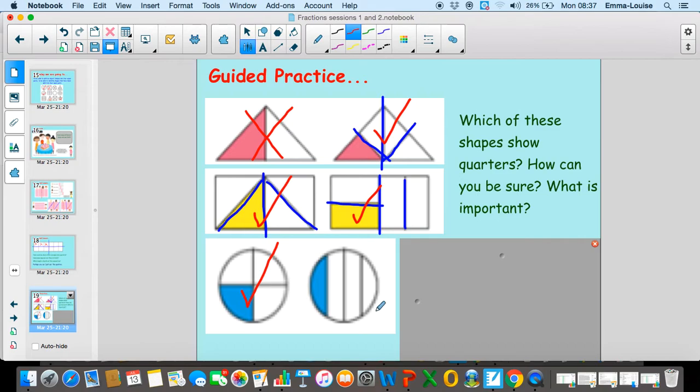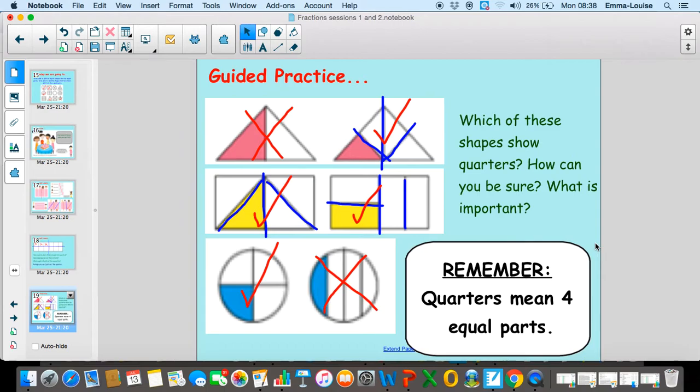Do I have a quarter here? There's 4 equal parts, are there? No, you're right, there's not 4 equal parts. There are 4 parts, but 2 of them, either side, are the same size and the 2 in the middle are, but all 4 of them are not identical. So although this one is shared into 4 parts, they are not all equal, so it cannot be showing a quarter.